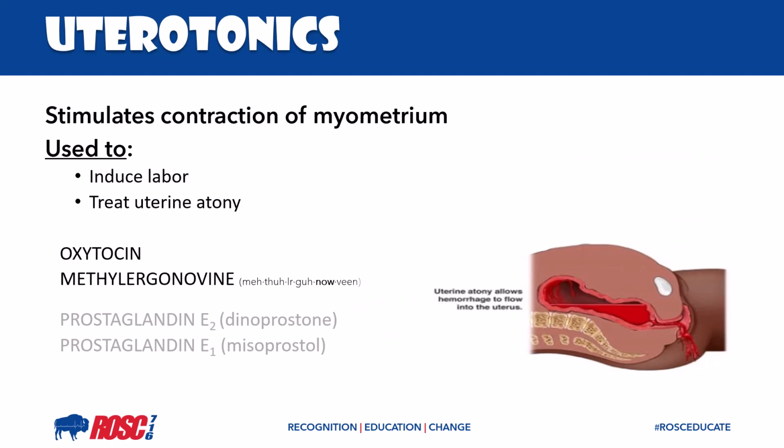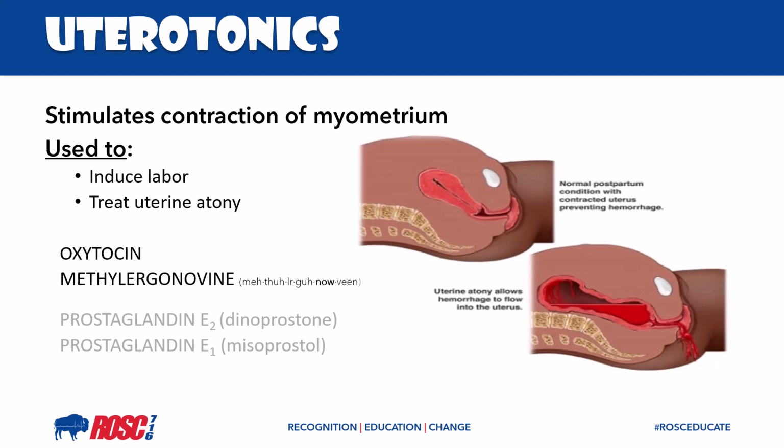It fails to tamponade those spiral arteries that are bleeding, and it allows for wide open hemorrhage. We need to do everything we can to cause a myometrial contraction, that uterus to tighten up, to tamponade bleeding. And one of the ways to do this is administering uterotonics. More common medications in the United States are oxytocin and methergine.